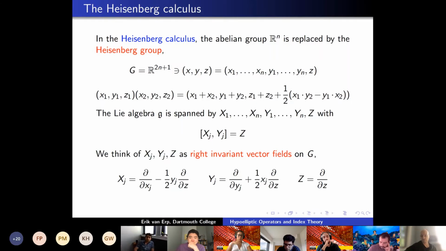The main reason for me to put them up again is to point out that these vector fields themselves have coefficients. They're not constant coefficient vector fields. For example, X has a coefficient in front of d/dz. But they're translation invariant.